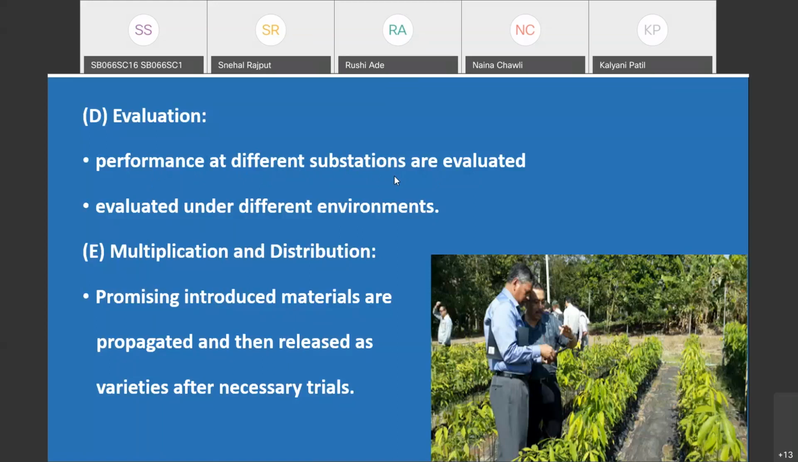Okay, and generally the evaluation is done under different environmental conditions. Why is it carried out in different locations and in different environmental conditions? Just to check the acclimatization process. Acclimatization means the adjustment or the adaptation of a plant or group of plants to the new environmental condition. Okay, because we are introducing the plant from another country which has completely different environmental conditions.